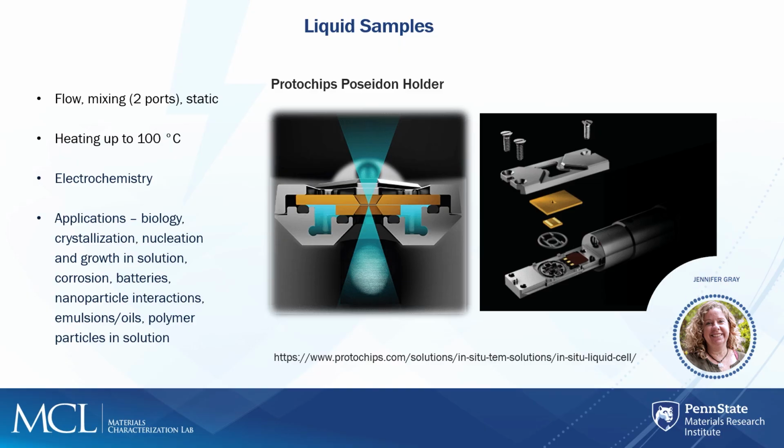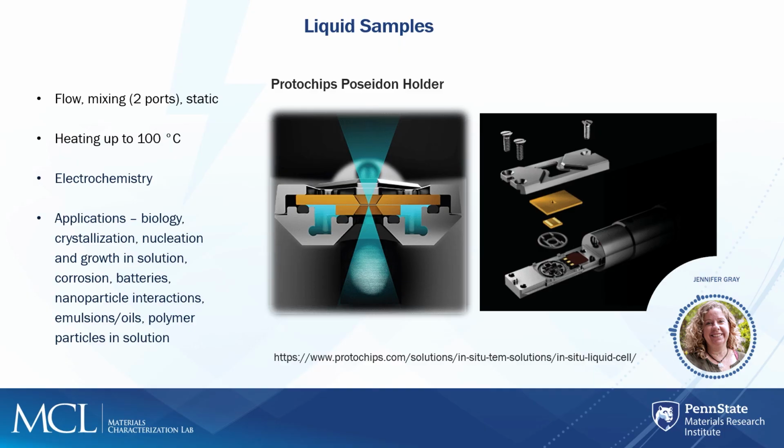And again, you can either put a droplet of liquid between those two chips, or there's little fluidic ports that you can actually flow liquid in, and so you can watch reactions happen in real time in the microscope. We also have the ability to heat the sample up to 100 degrees only in this type of holder if you want to look at, again, reaction kinetics at maybe higher temperatures. We can also do electrochemistry. So there's a lot of potentially really interesting applications for in situ liquid imaging in the microscope using this type of holder. Although these experiments are not easy to do.